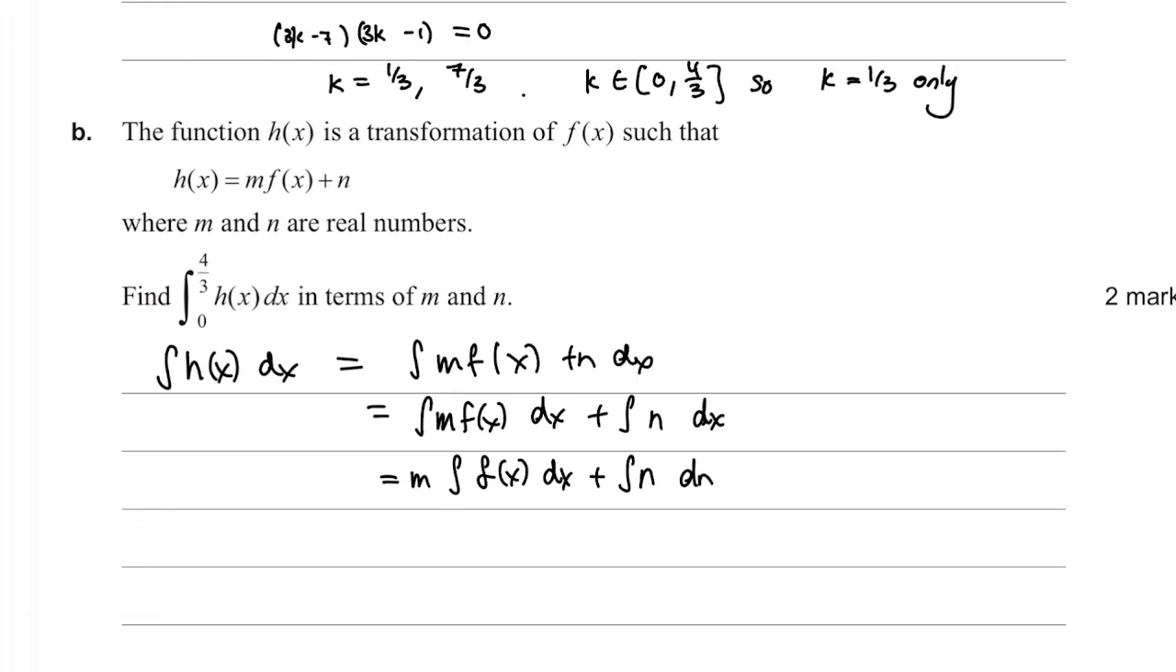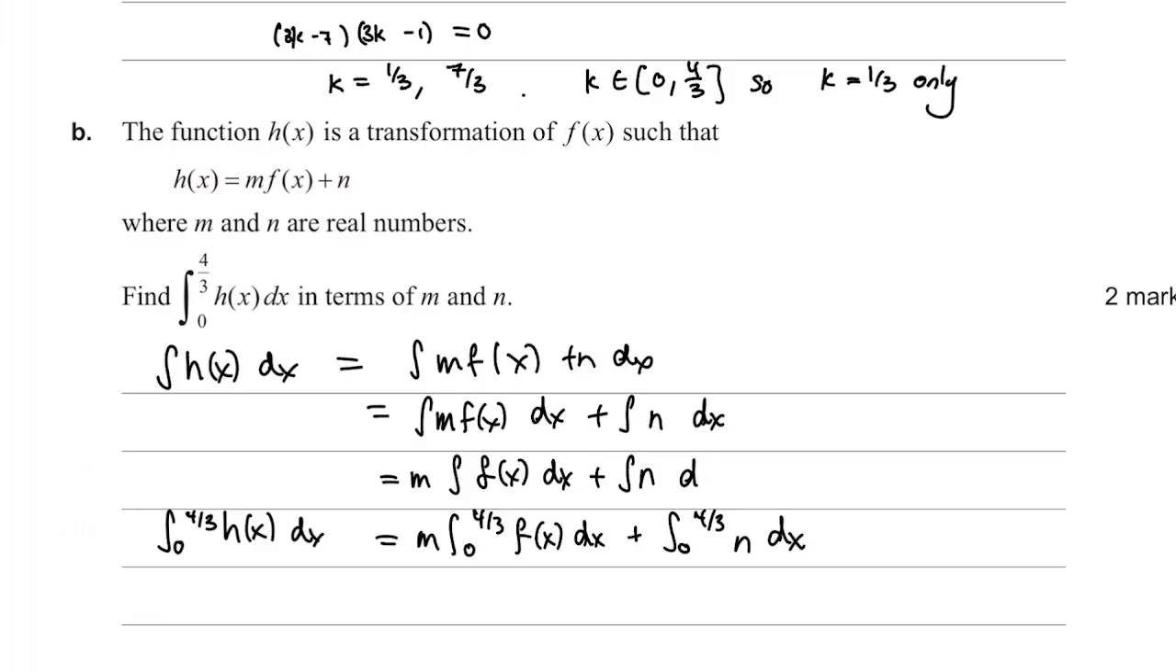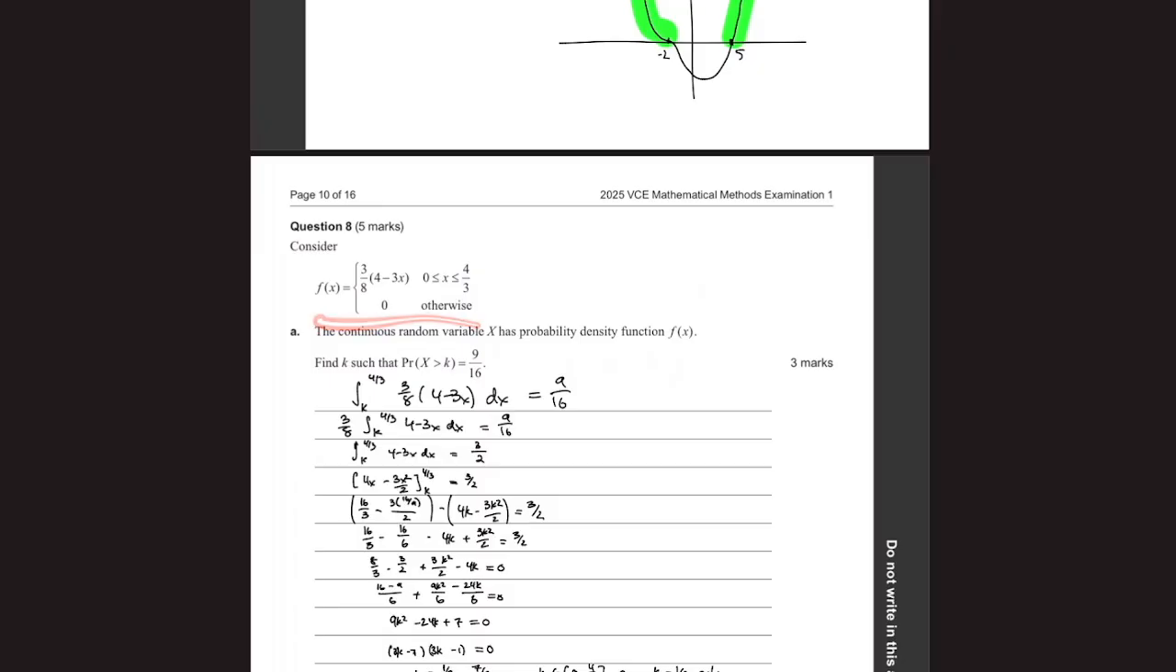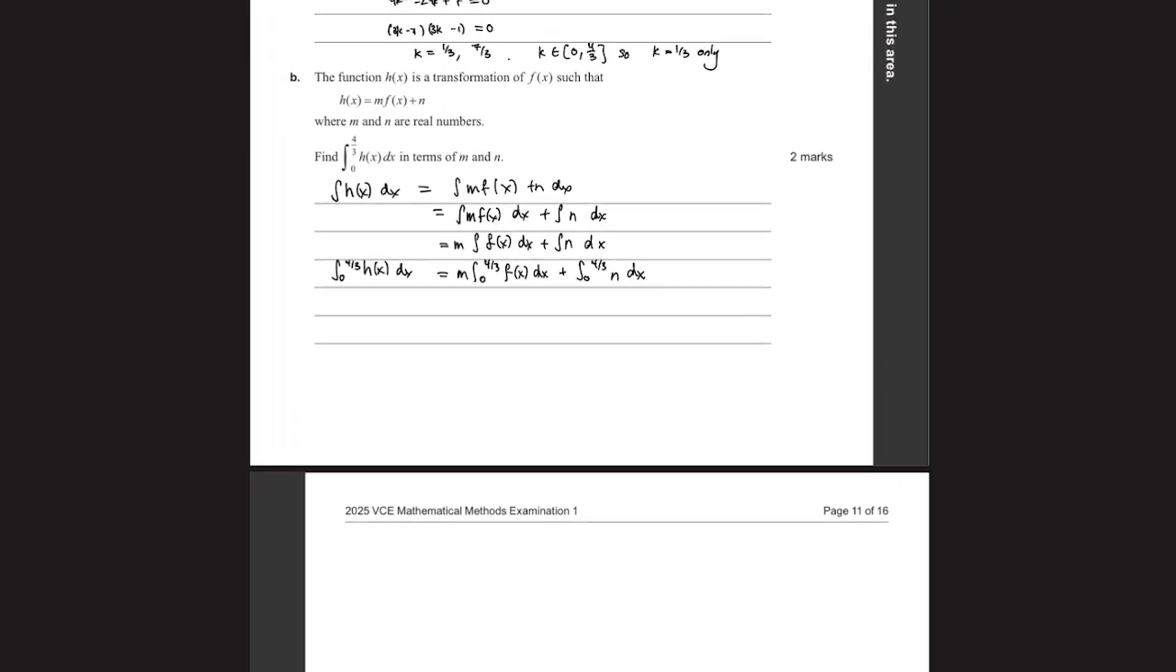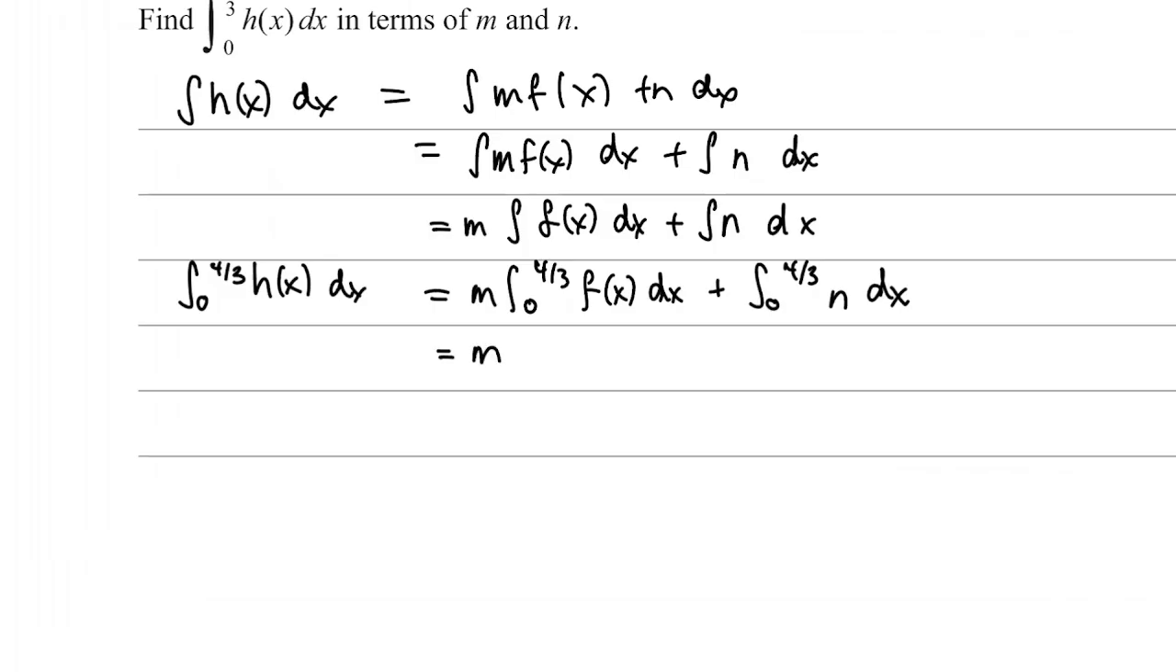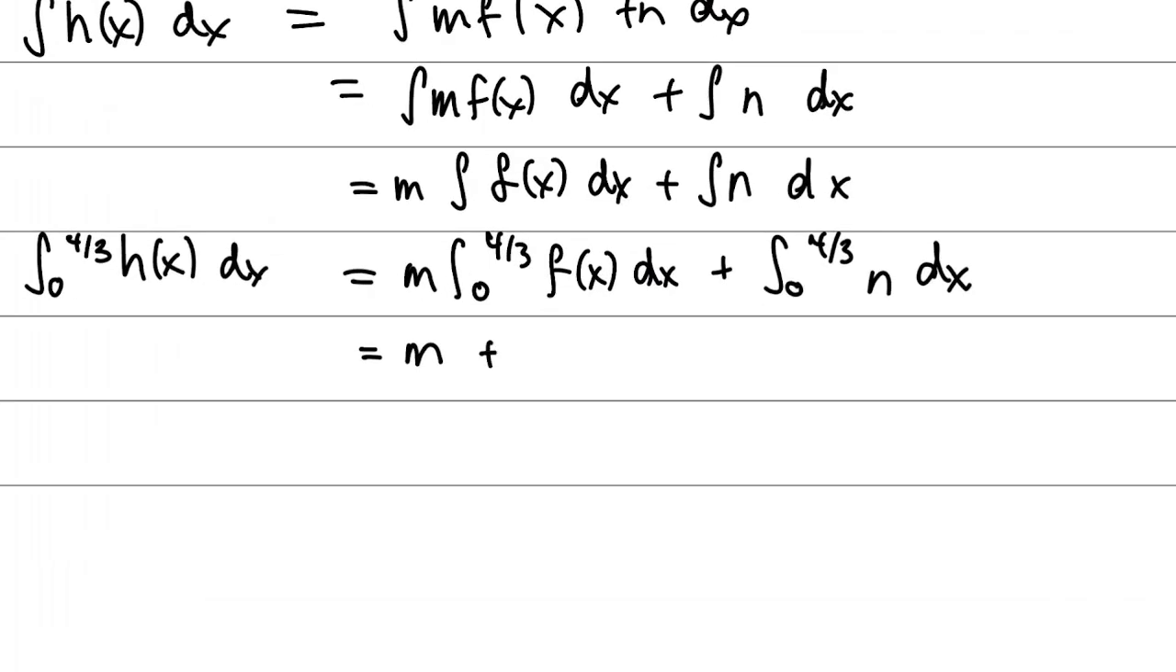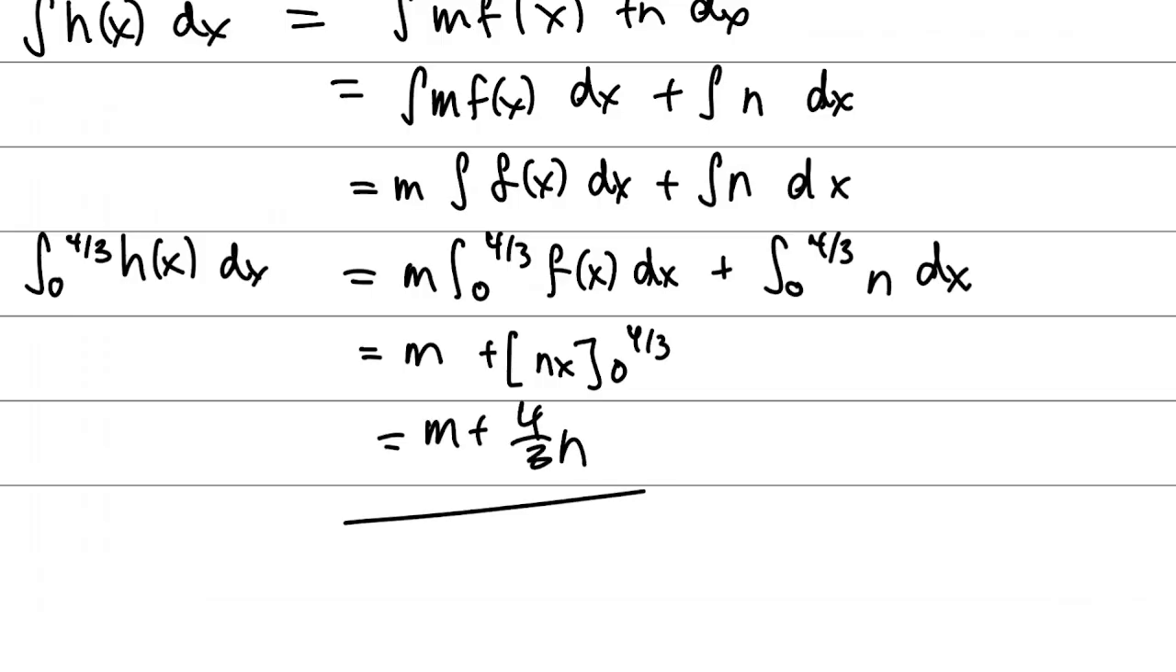From there, we can chuck in the bounds, so 0 to 4 on 3, h of x would be m times the integral from 0 to 4 on 3 of f of x plus 0 to 4 on 3 n dx. That should be dx, not dn. Cool. From there, we know that the integral of f of x from 0 to 4 on 3 is going to equal 1, because it's a probability function. The area under this function should be equal to 1. So I'm going to have this bit equaling just m. I'm going to have to integrate n like it's a constant, so that's going to be nx between 0 and 4 on 3. You're going to get 4 on 3n. And that's your final answer.